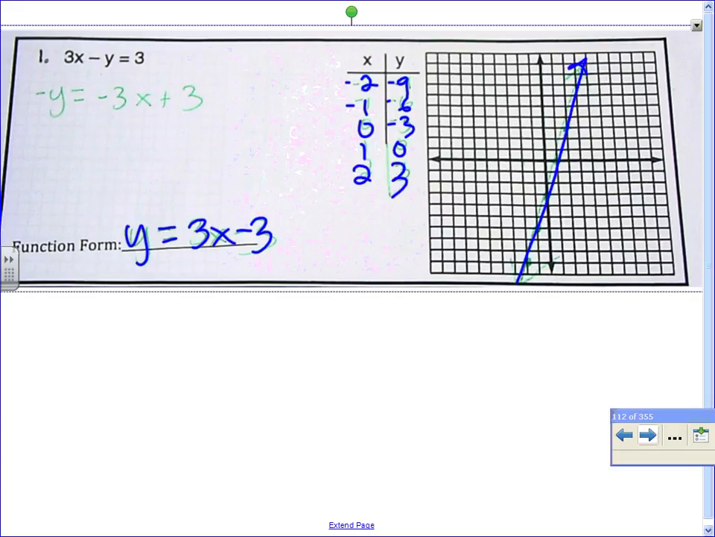Doug's works fine. It does not matter what x values you chose, as long as your corresponding y values are correct. All right, Emma H, number 2, can you tell us function form and then the table? Okay. Table?